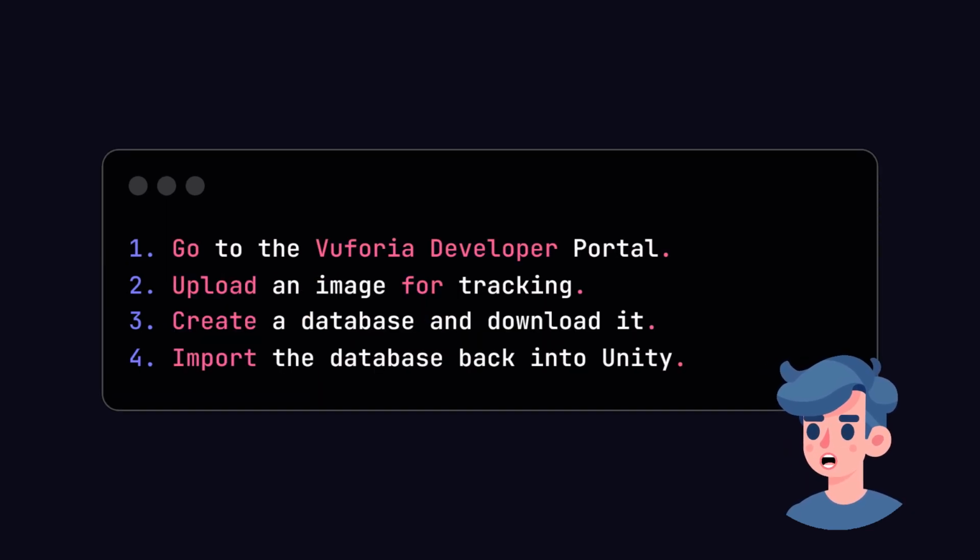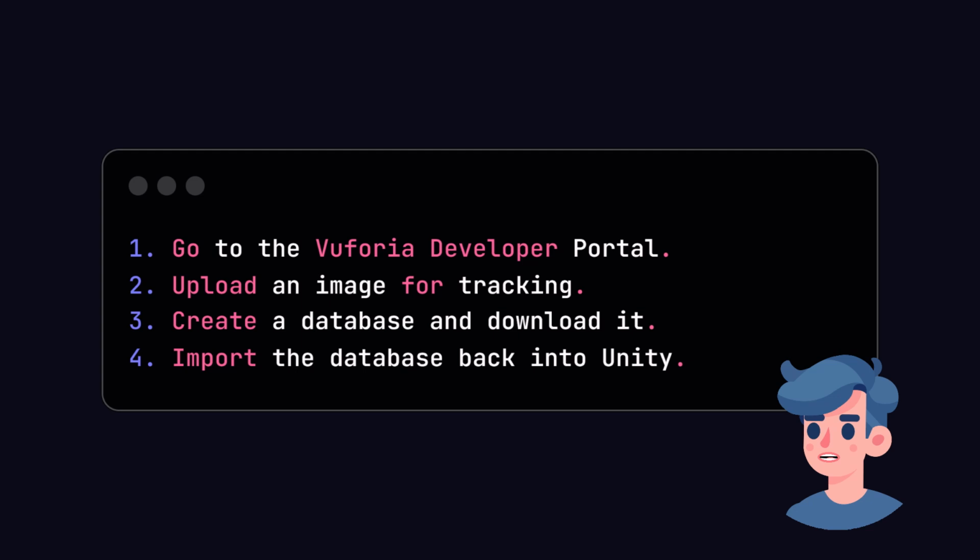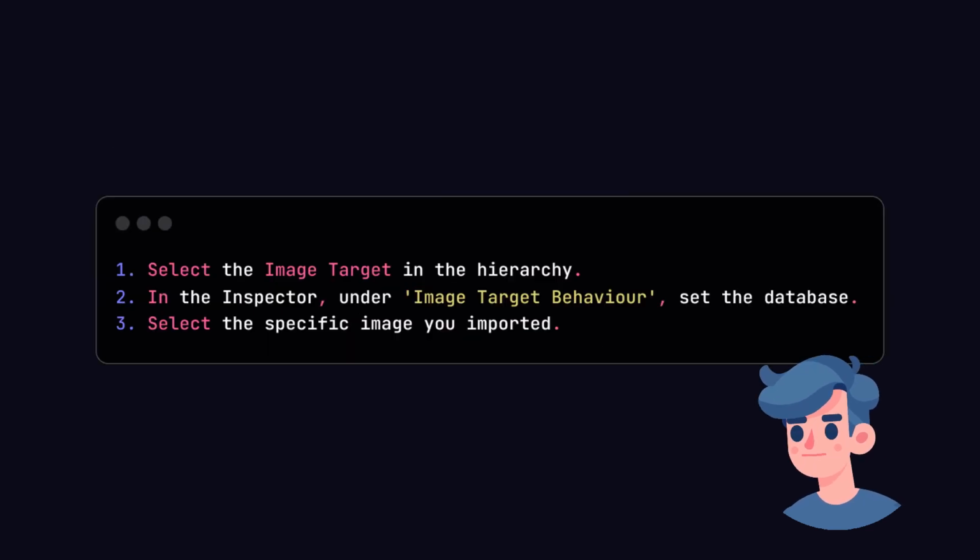Now we need to define the image target. Go back to the Vuforia developer portal and upload the image you want to use as your AR target. After processing, you'll receive a database that you can download. Back in Unity, select the image target you've added in the hierarchy, and in the inspector window, change the database field to the one you just imported. Assign the specific image target to the relevant field.